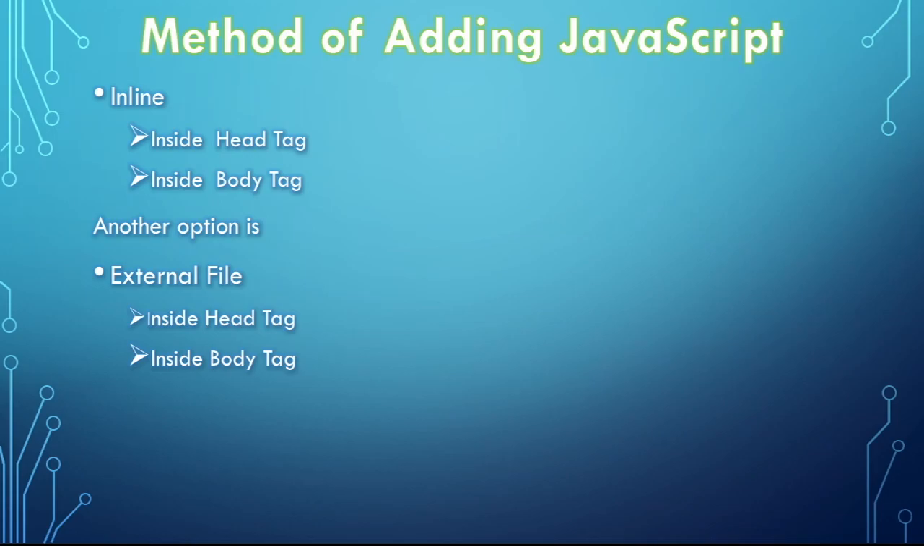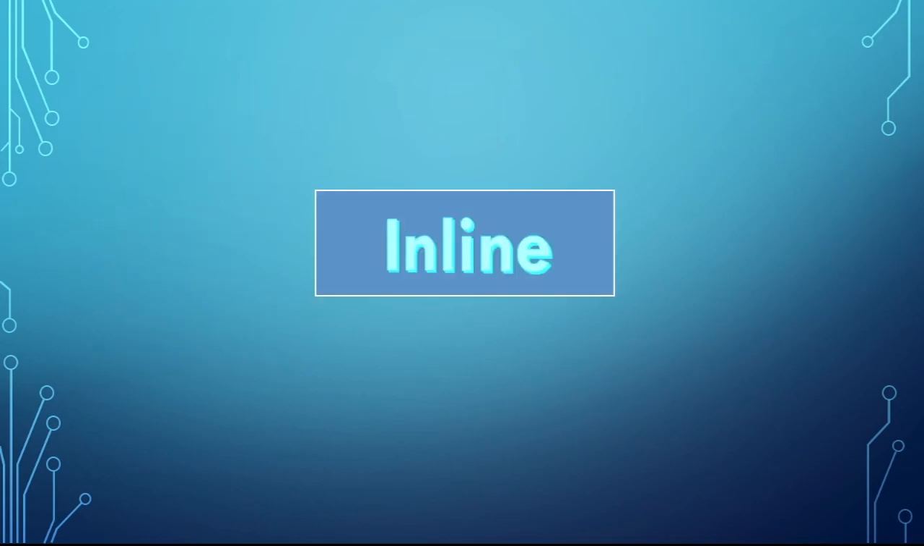Before going to this, let me tell you something about the external file. What is an external file? This is the method in which you can make a separate JavaScript file and link it. It also has two ways, that is inside the head tag and inside the body tag. So firstly let's learn about inline.